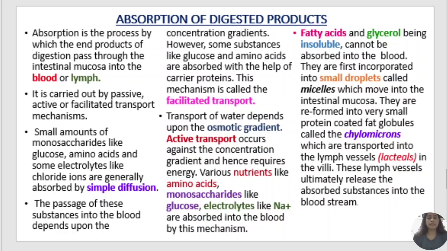The fatty acids and glycerol, being insoluble, cannot be absorbed into the blood, so they first are incorporated into small droplets called micelles, which move into the intestinal mucosa. Then they are reformed into very small protein-coated fat globules called chylomicrons, which are transported into the lymph vessels called lacteals. The lacteals were the yellow colored ones in the image I have shown you. So in the villi, these lymph vessels ultimately release the absorbed substances into the bloodstream.